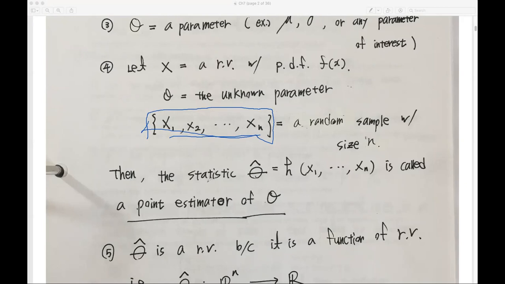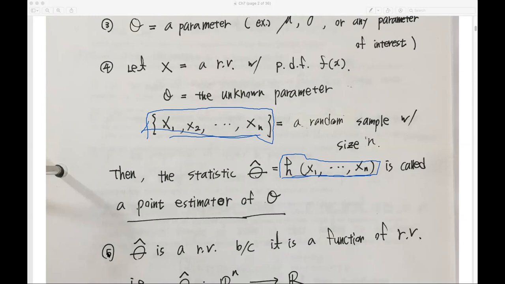This statistic denoted by theta hat, which is a function of x1 through xn, is called the point estimator of theta. Simply saying, this function h of x1 through xn can be used to approximate the point estimate, the approximation of the unknown parameter theta. So that theta hat is called the point estimator of theta.